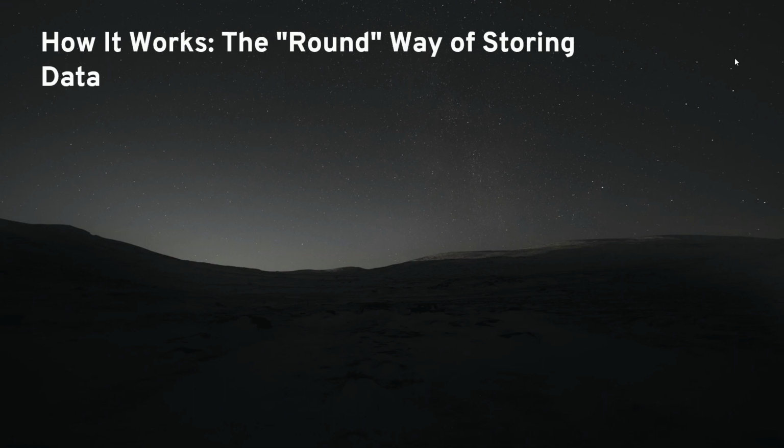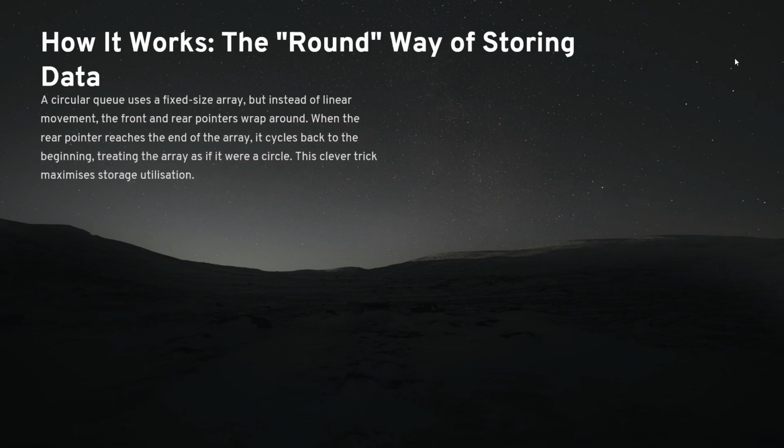How it works: the round way of storing data. A circular queue uses a fixed size array, but instead of linear movement, the front and rear pointers wrap around. When the rear pointer reaches the end of the array, it cycles back to the beginning, treating the array as if it were a circle. This clever trick maximizes storage utilization.